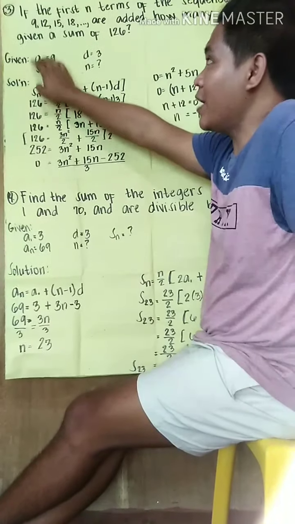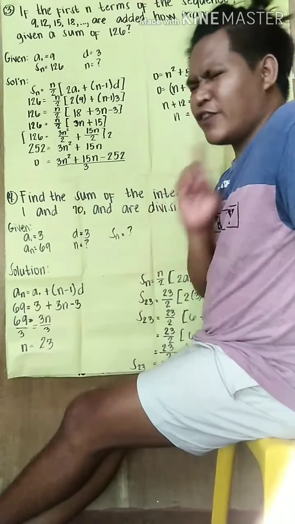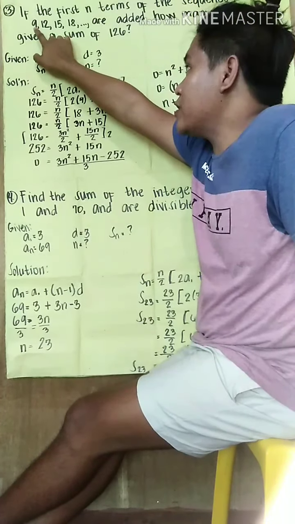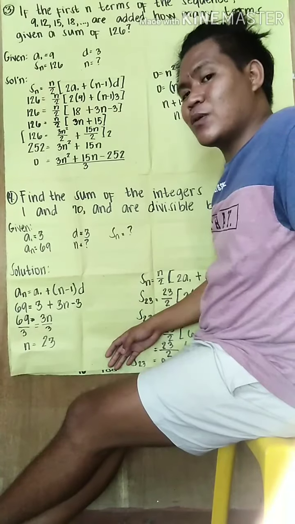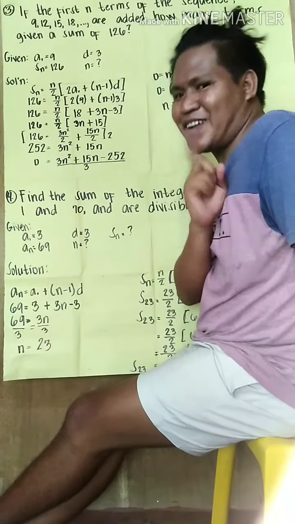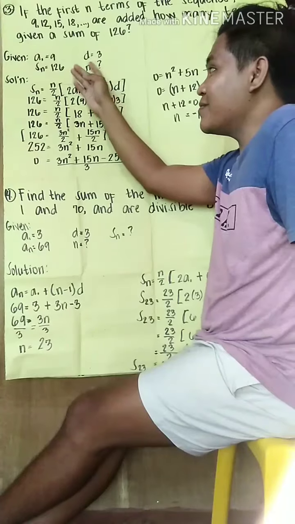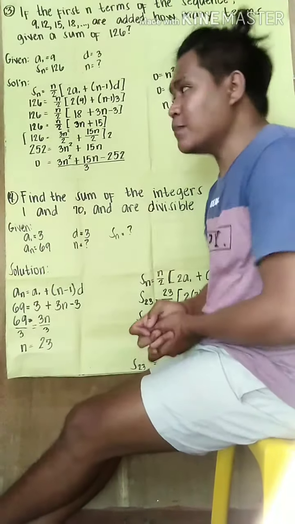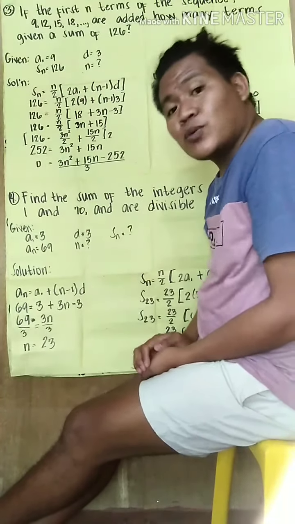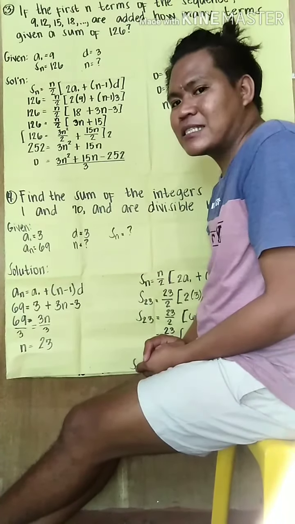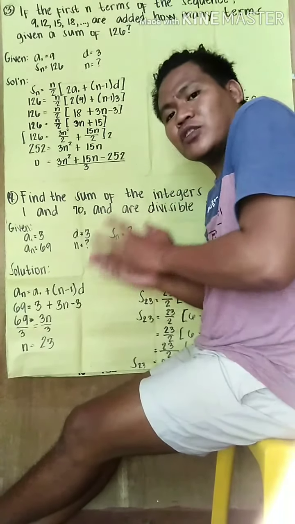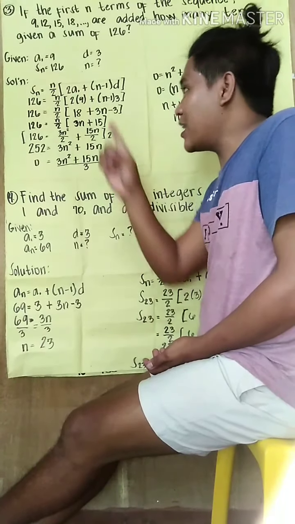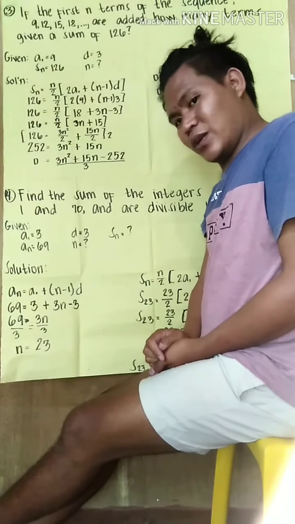So for the given, we have the first term, which is equal to 9. For the common difference, the second term, which is 12, minus the first term, which is 9. So 12 minus 9 is equal to 3. You got it right. So that is the common difference. And for our sum of terms, if we add all the numbers, we have 126. The question is, how many terms do we need to get the sum of 126? That is n. That is the unknown.